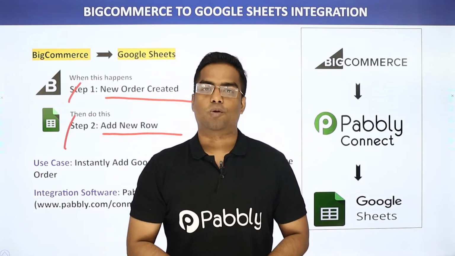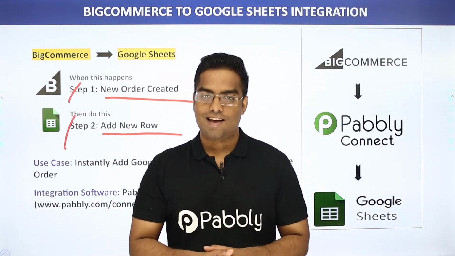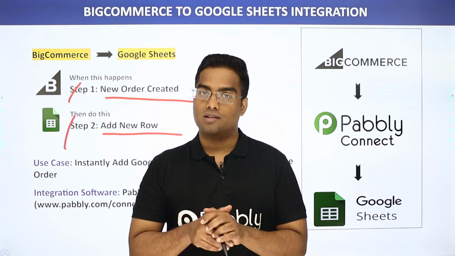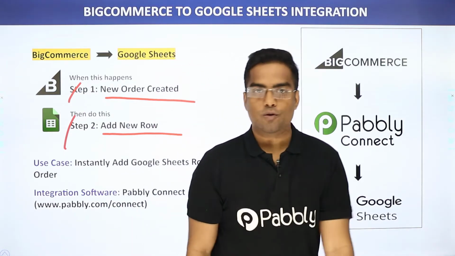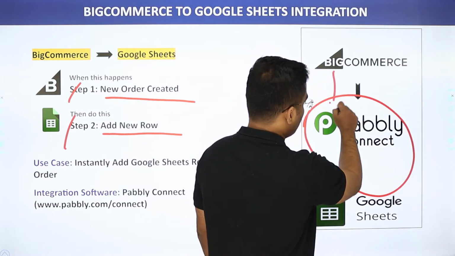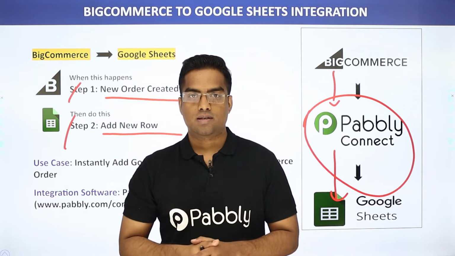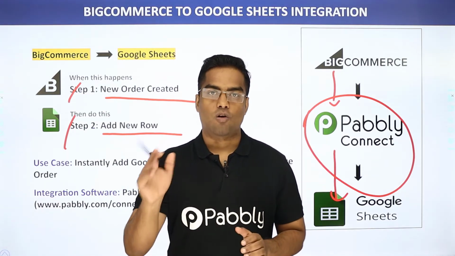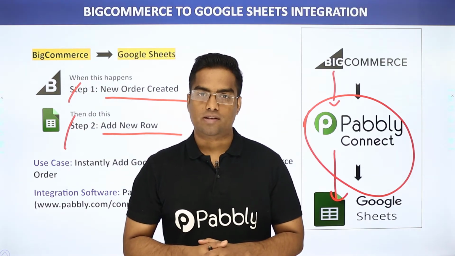But there is one minor problem. There is actually no integration between BigCommerce and Google Sheet. So in cases like these, we need to bring a third app to connect them both. In this video, we will be using Pabbly Connect to integrate BigCommerce and Google Sheet. And the best part of using Pabbly Connect is, there is no need for coding skills or programming knowledge. It can be done easily. Let me show you on my screen.